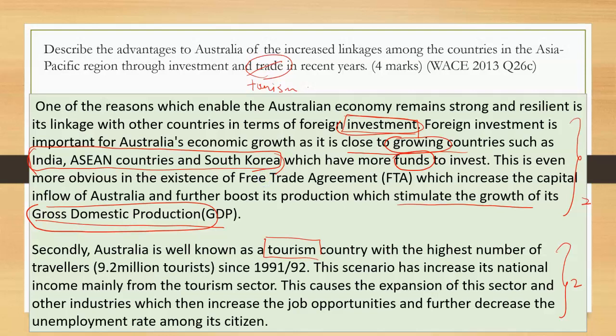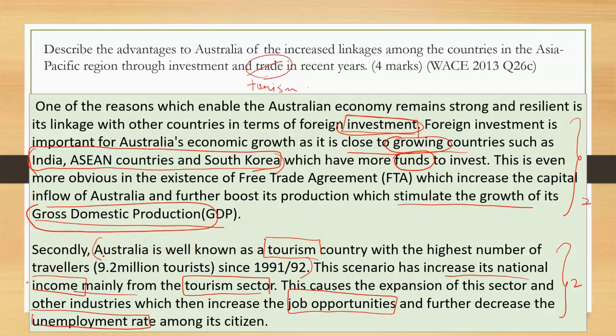Okay, second point here, through tourism, for example, when you have national income from the developing countries or any other countries, an increase in their national income will actually cause Australia's national income to increase as well. Why? Because tourism provides job opportunities, therefore reduces the unemployment rate. The tourism sector will expand, therefore national income increases. And you give an example. And that is very important.